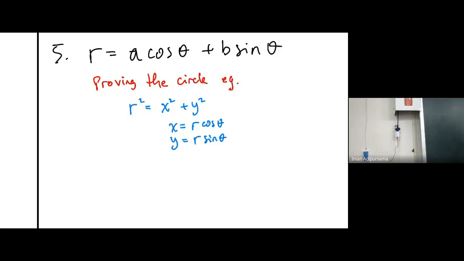Now in this equation that is given, you have a and b, which are constants. So it's not a radius. So we need to multiply by the radius so that this becomes r squared, and this becomes a r cosine and b r sine. So r cos and r sin we can change to x and y. So what we need to do is change this form and make it into a circle.